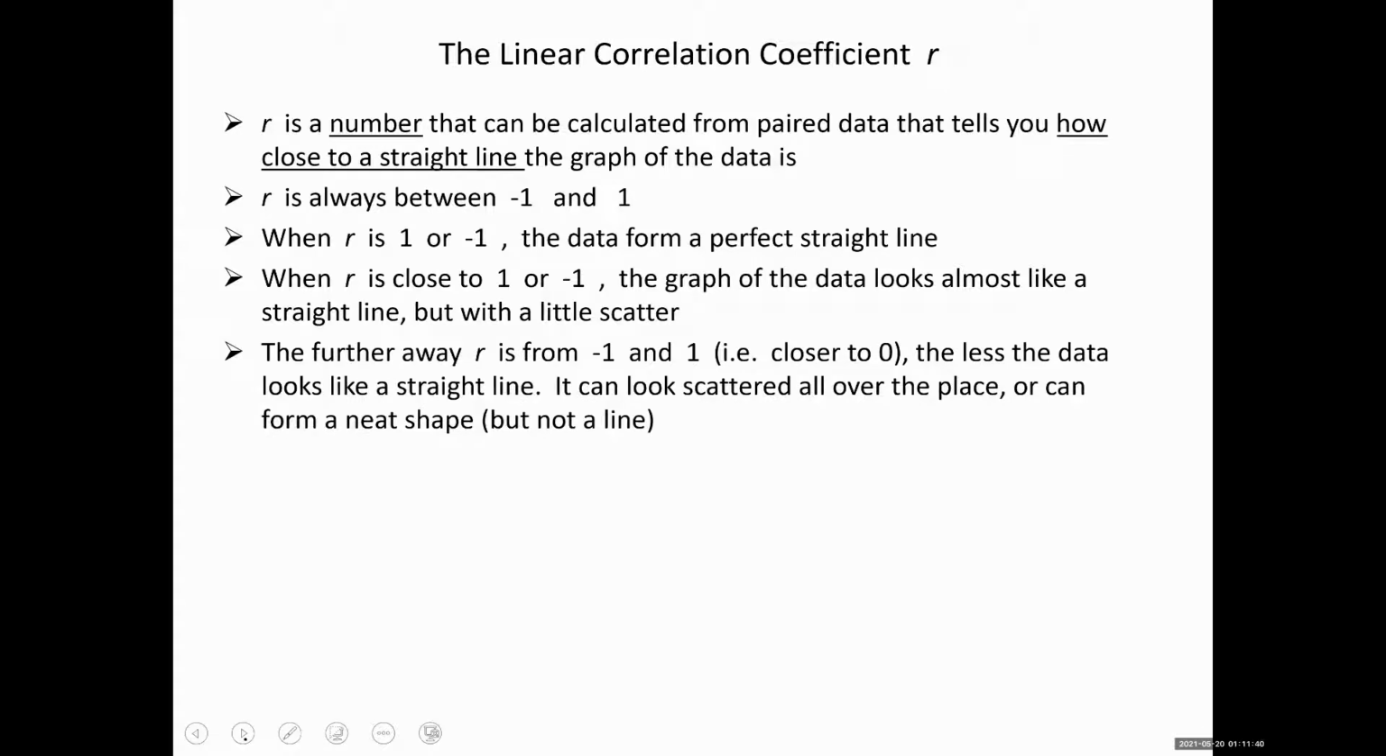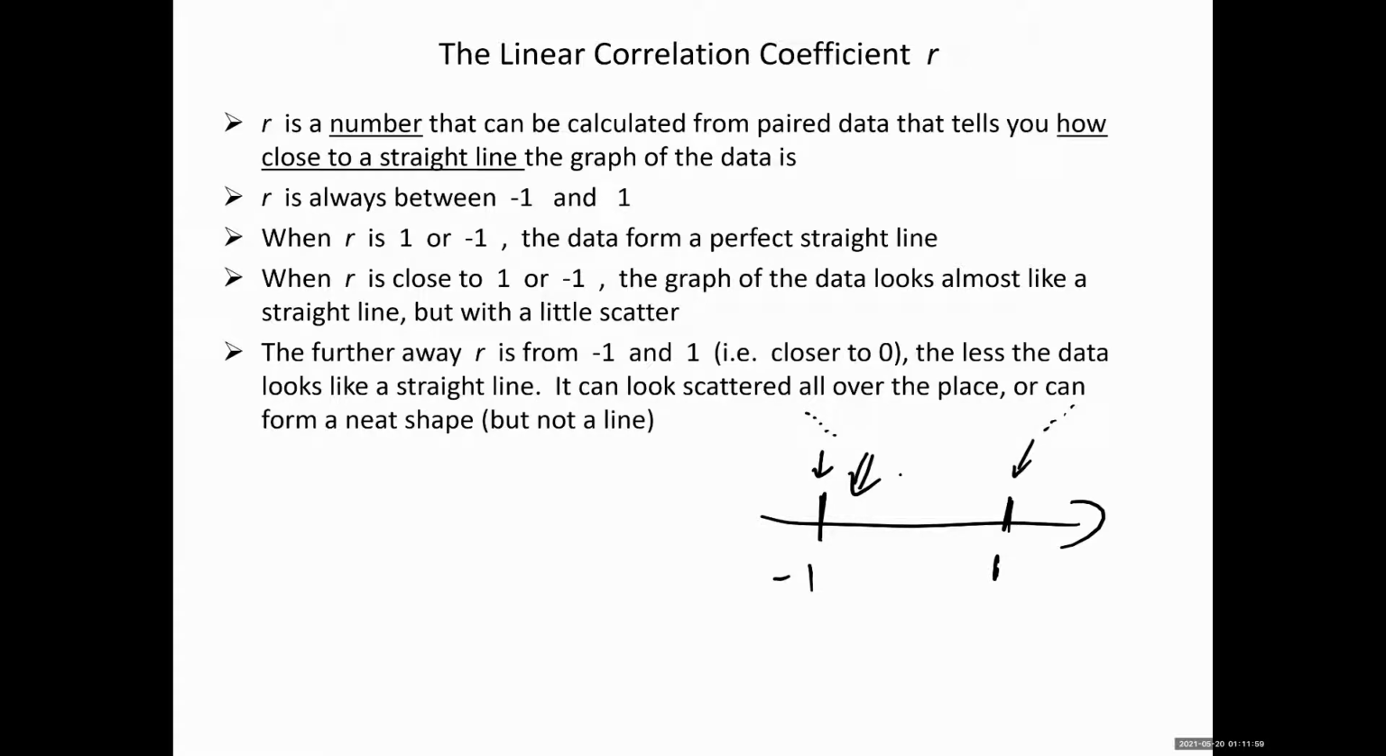But the further R gets from -1 and 1, or the closer it gets to 0, the less it's going to look like a line. It's not going to look like a line anymore. Remember, R, here's a number line. Here's -1, here's 1. If R is -1, it's a perfect straight line going downward. If R is +1, it's a perfect straight line going upward.